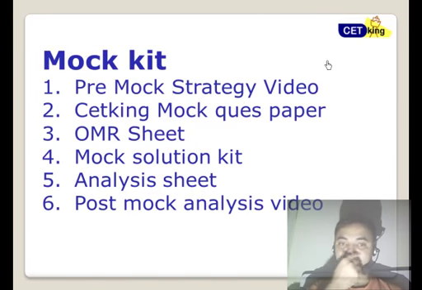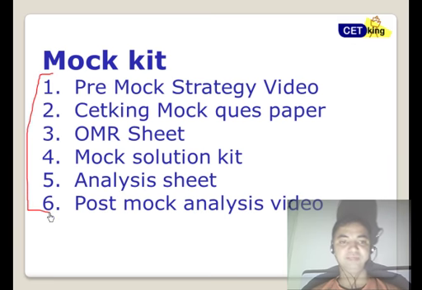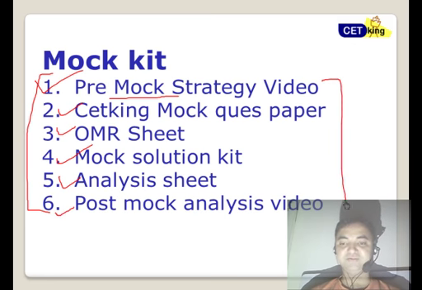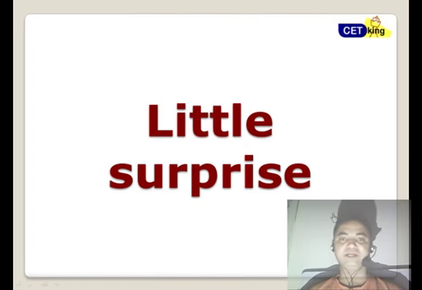If I talk about the toolkit, there should be 6 things in your hand right now before you start the mock. First is this pre-mock strategy video, which you are looking at now. Then followed by the mock paper, the OMR sheet on which you're going to mark the bubbles, the solution kit, the analysis sheet, and the post-mock analysis video. These are the 6 things you should have ready with you before you start the mock.